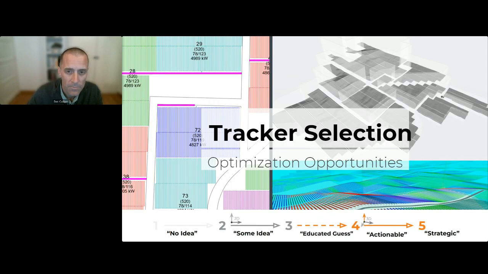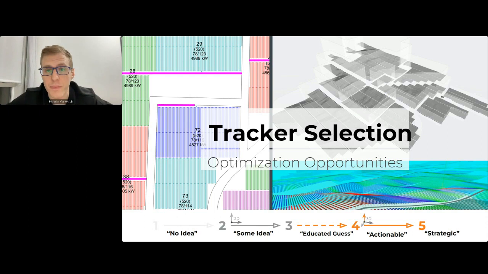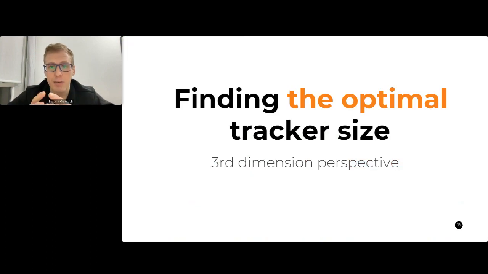So yeah, let's talk specifically about, and we will start with, tracker selection, and what insights we can get from a third dimension perspective on the tracker selection process. If I go to the next slide, basically it's finding the optimal tracker sizes, right? Most people think that choosing the right tracker size is purely a 2D exercise, which is fair. This is how it's done today.